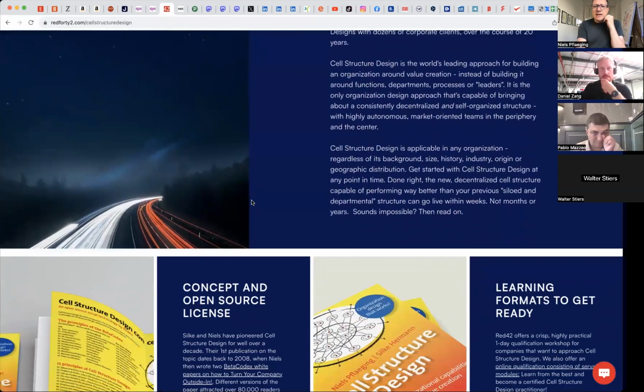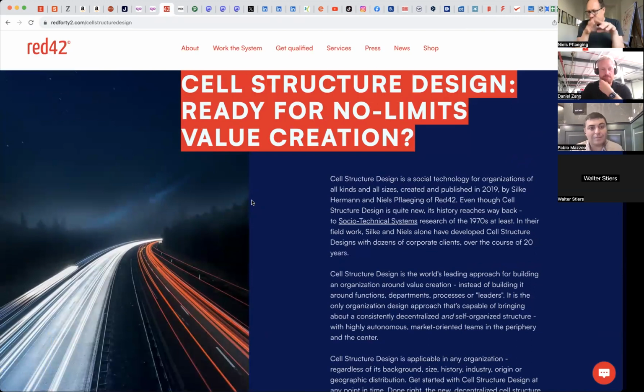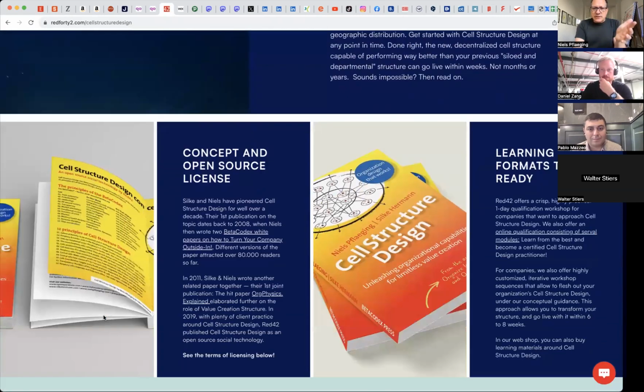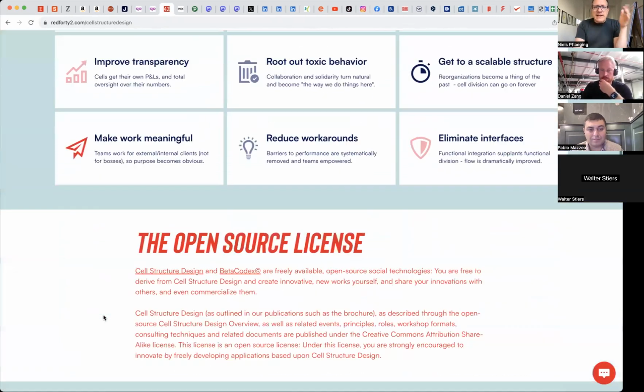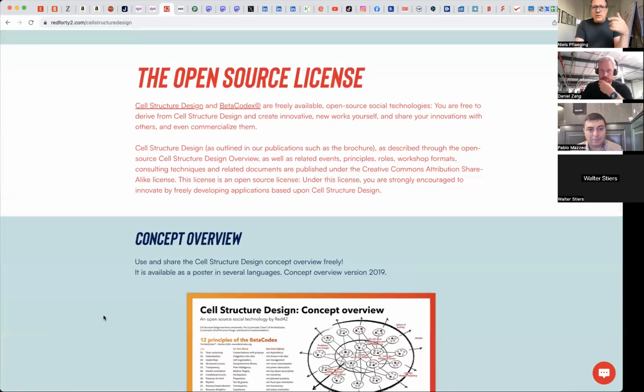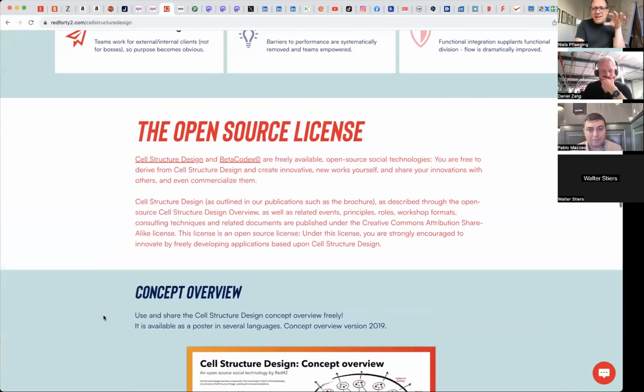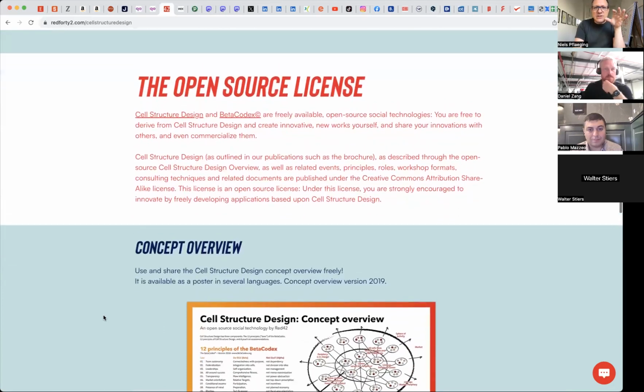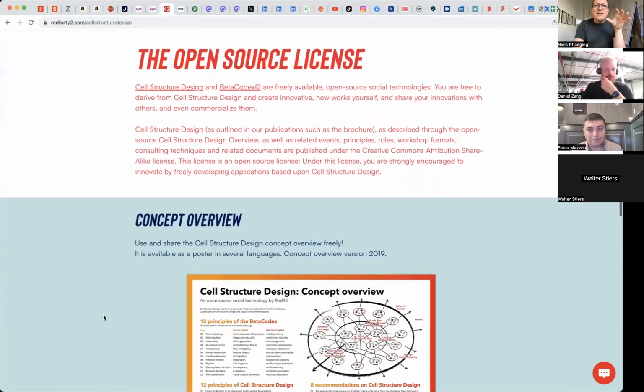So this is from our website. You can also get to the page by typing in self-structuredesign.com. You get to the same page. And this explains a little bit of what we will be talking about today. The most important thing that I want to show you right now is this, the open source license. This is essential to self-structure design. It is open source. It is an open source social technology, as it says here too.